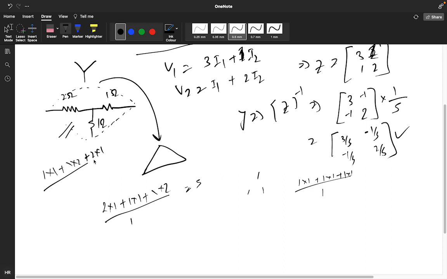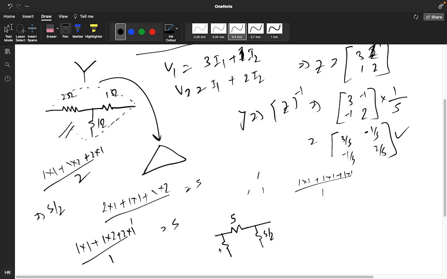So that is 5 by 2. And if you want to calculate this, that is also 1 into 1 plus 1 into 2 plus 2 into 1, divided by 1, so we get 5. So this one is 5, this is 5 by 2, and this other result is 5. So this is your star to delta conversion.